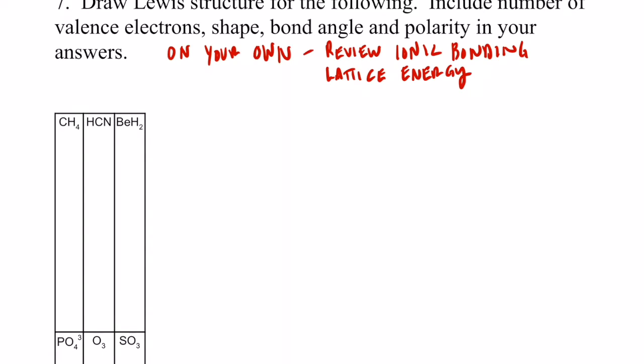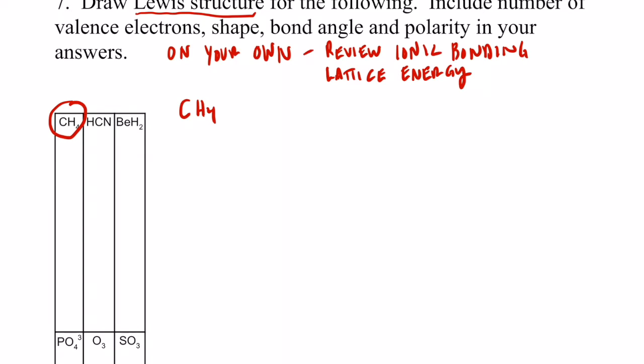I'm going to concentrate this review on covalent bonding. And as such, electrons will be shared. We can illustrate that quite nicely by drawing Lewis structures. So we're going to begin with CH4, and we're going to begin by counting the valence electrons.